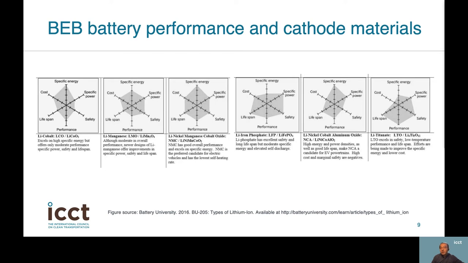Each manufacturer may choose to use one type of battery cathode to differentiate their products. Most electric bus manufacturers, especially those from China, use lithium iron phosphate, LFP, batteries. A US manufacturer called Proterra uses lithium titanate, LTO, and lithium nickel manganese cobalt, NMC, batteries on board their electric buses.